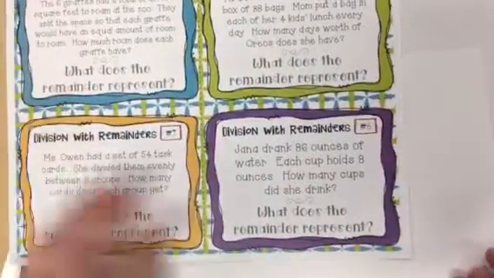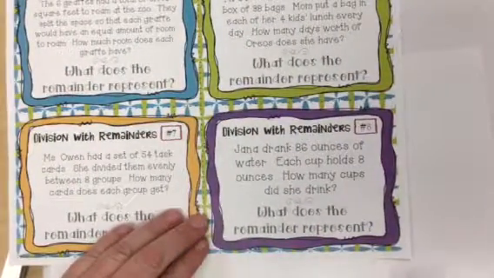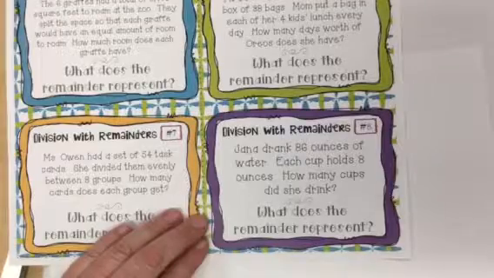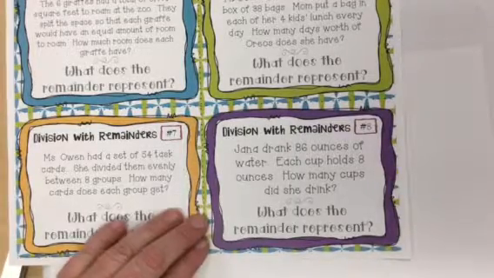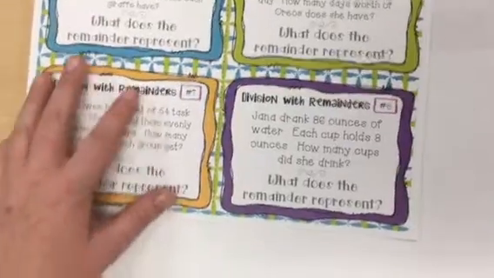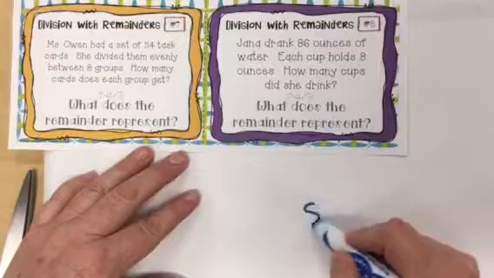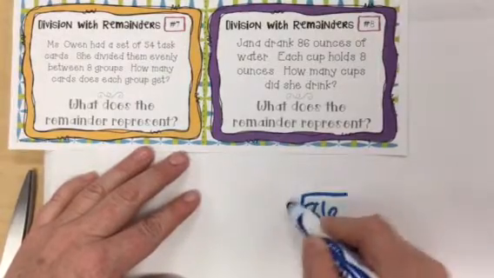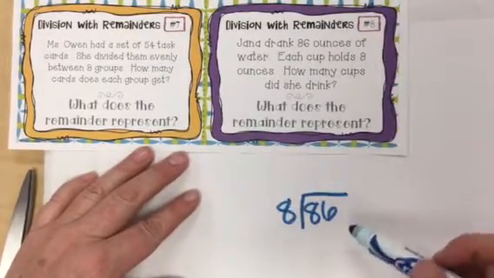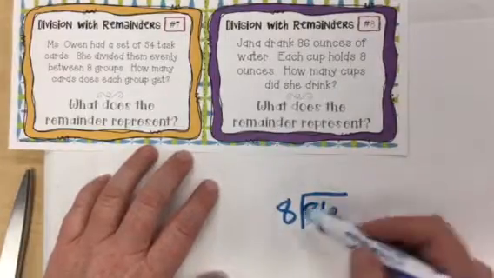The last one, it's going to be number 8 here. Jana drank 86 ounces of water. Each cup holds 8 ounces. How many cups did she drink? All right, so let's see. 86 ounces divided by 8, which is how many ounces each cup can hold. We want to know how many cups she drank.